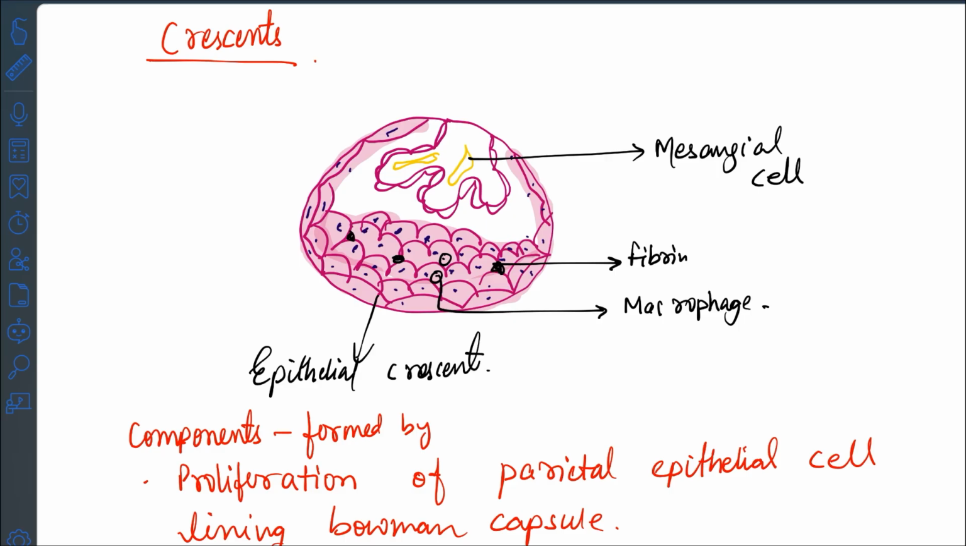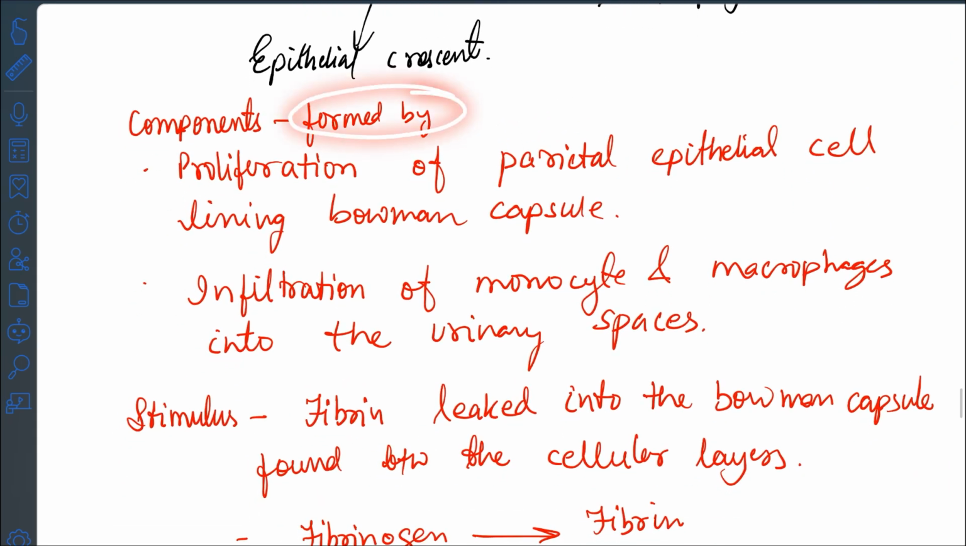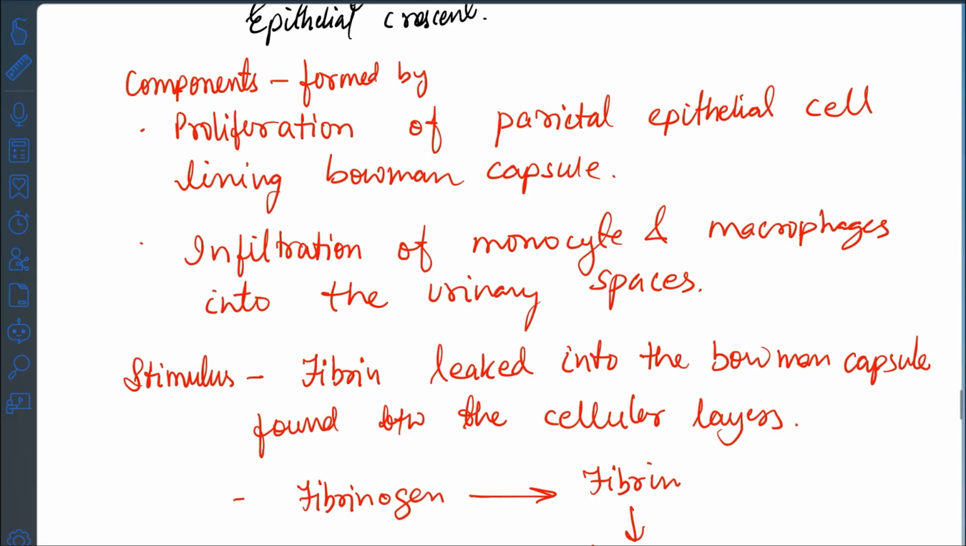So this is actually what crescent is. What are the components क्या है crescent में? The epithelial crescent, जो कि proliferation है parietal epithelial cell का lining the Bowman's capsule. They also have some of the fibrin, macrophage inside, and also you can find some monocytes जो कि infiltrate करता है इस crescent को. Now what are the components? The component is epithelial crescent. It is formed by proliferation of parietal epithelial cell lining Bowman's capsule. There you can also find infiltrated monocyte macrophage in the urinary space.